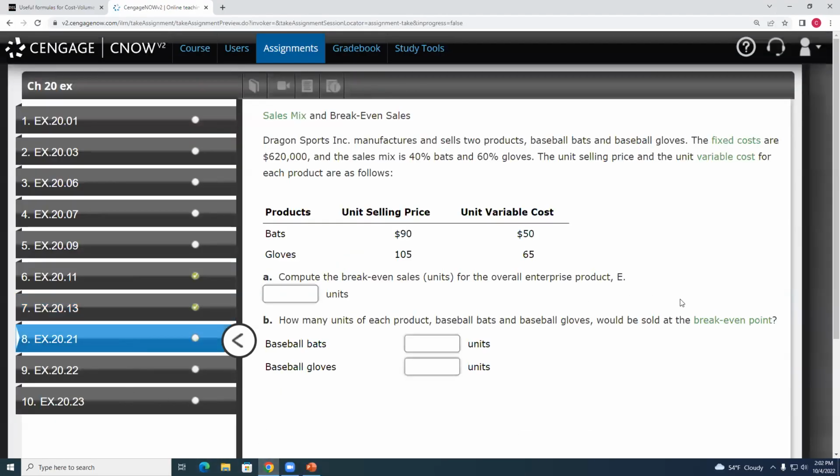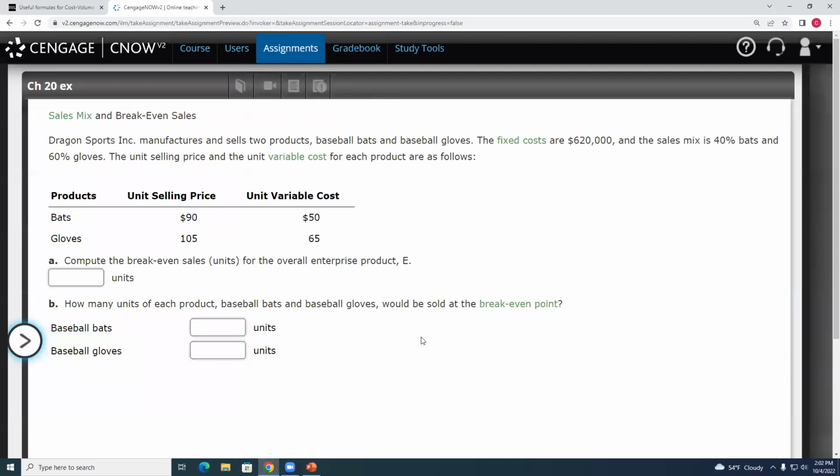So let's go to our next exercise, which is exercise 8. We are going to look at a slightly more realistic scenario where this company sells 2 products. If we can do this calculation for 2, we can do it for 22. Dragon Sports Inc. manufactures and sells 2 products, baseball bats and baseball gloves. So I'm going to set up a little table here, right along with what they have.